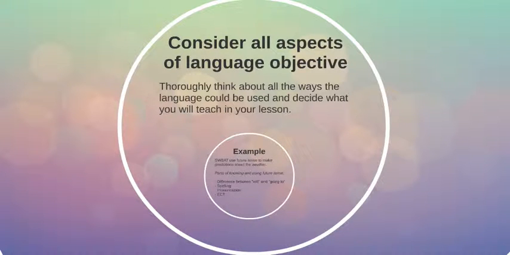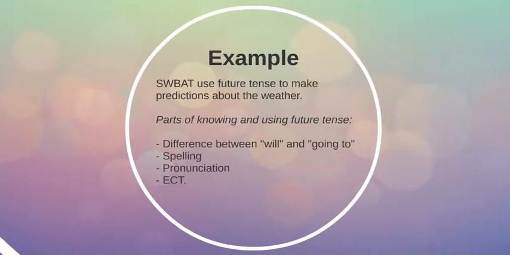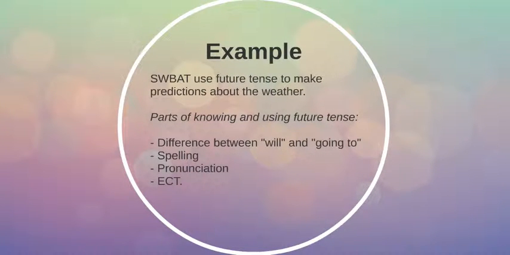Secondly, teachers must consider all aspects of the language objective. The teacher must think about all the ways the language could be used and decide what aspects will be taught in the lesson. For example, if the language objective was students will be able to use future tense to make predictions about the weather, there are many ways one could use future tense, including what is listed below. Teachers therefore must decide what aspect they will focus on in their lesson.